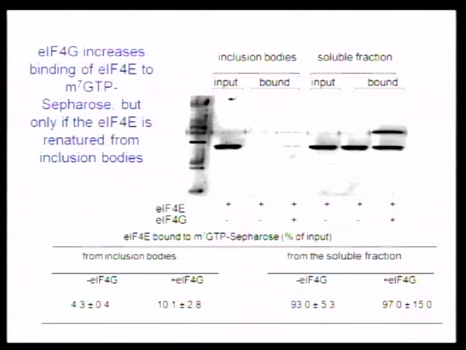Look what happens with the inclusion bodies. The input is here. You only get about 5% of it bound, and that's what these other papers were reporting as well. When you put in 4G, it increases, going from about 4 to 10%, so you apparently are getting more 4E bound. This has been interpreted as being an increase in affinity, but it's not.